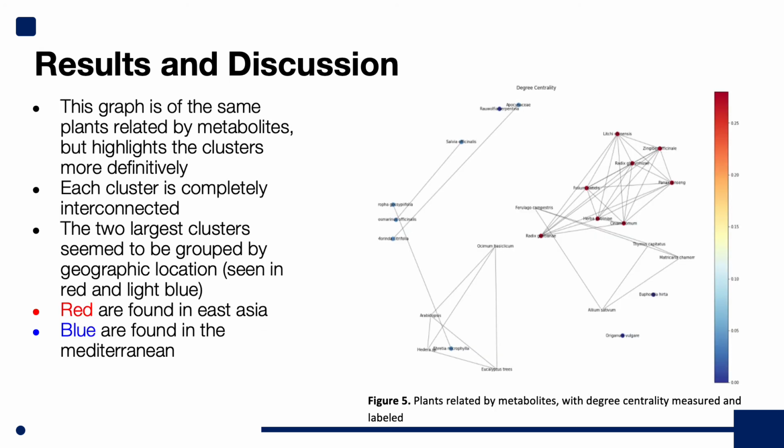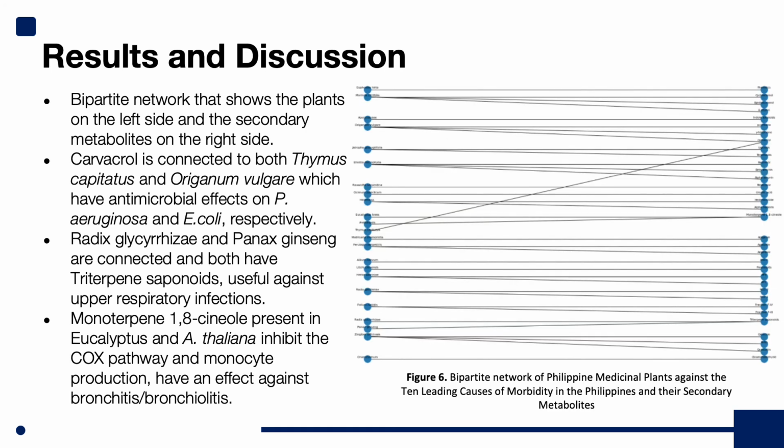We also observed that some clusters formed could be found in the same geographic region, in this case East Asia and the Mediterranean. Observed in this bipartite graph is that carvacrol is found in both Thymus capitatus and Origanum vulgare, both of which are from the Lamiaceae family.